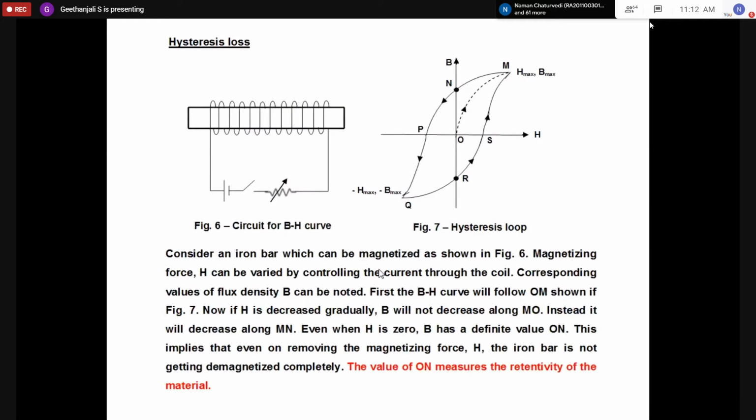Next, hysteresis loss. All of you go through the slide. Go through the slide, then I will explain.